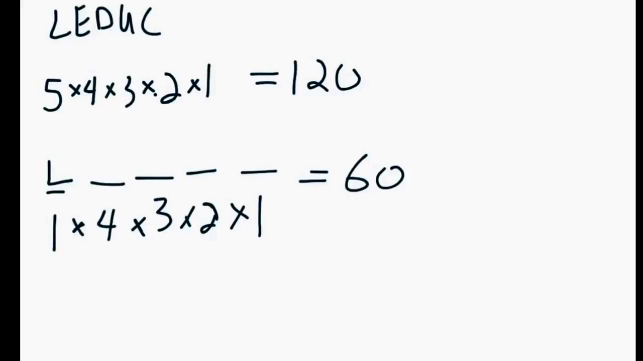Oops, no, I messed up. 4 times 3 is 12, times 2 would be 24. So we'd have 24 different combinations of the word Leduc if L is first and the E, D, U, and C can be rearranged in any other order. Okay, let's try one more.